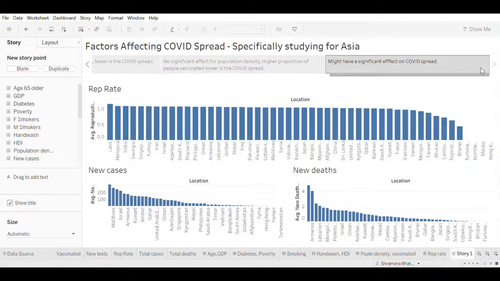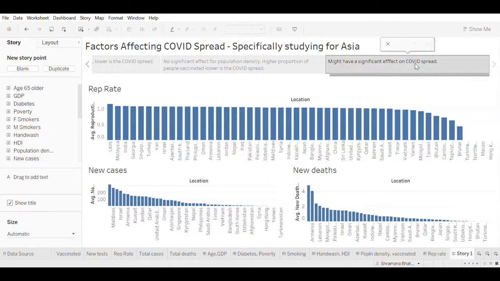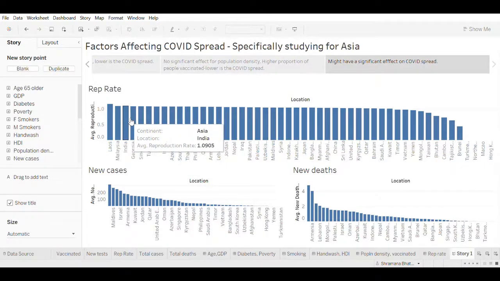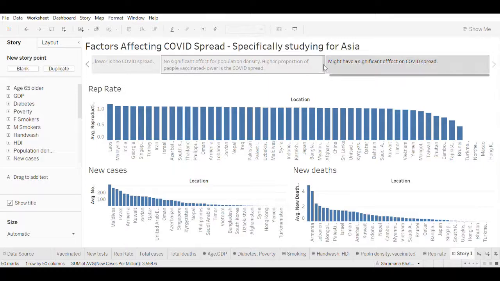Now the reproduction rate. Okay, so it might have some significant effect on COVID spread. If you're having higher reproduction rate, you're supposed to have more number of new cases. Like for Georgia, it's higher. It's 1.088. So yeah, kind of, yes, you can say might have. That's why I wrote might have a significant effect on COVID spread. Not pretty distinct, but yes, it might have. So that's all about this COVID-19 timeline analysis. Thank you.